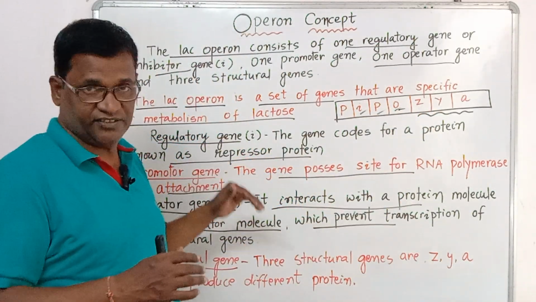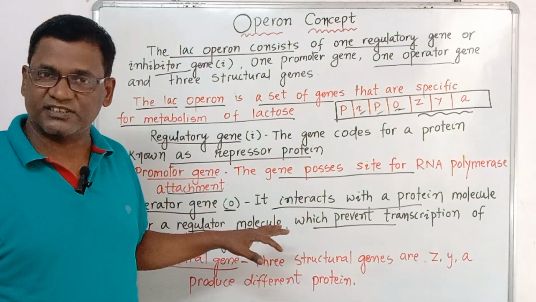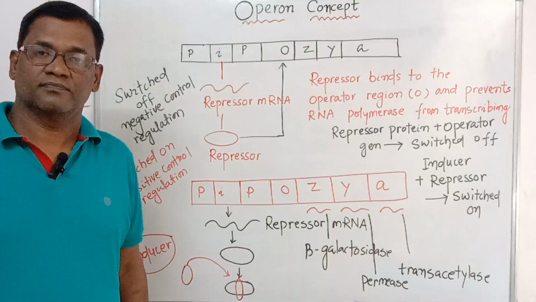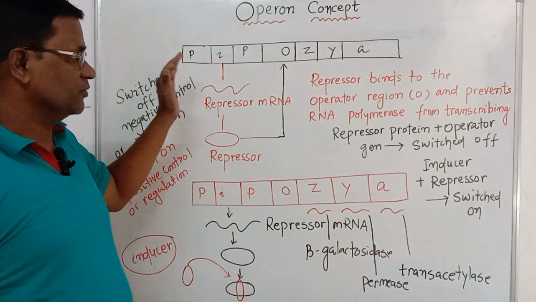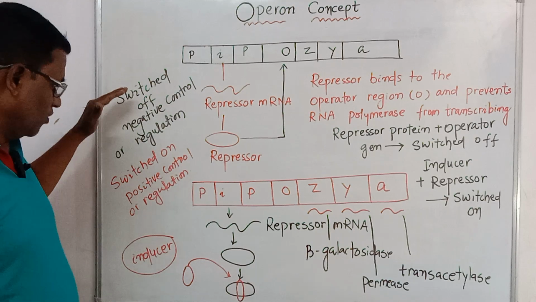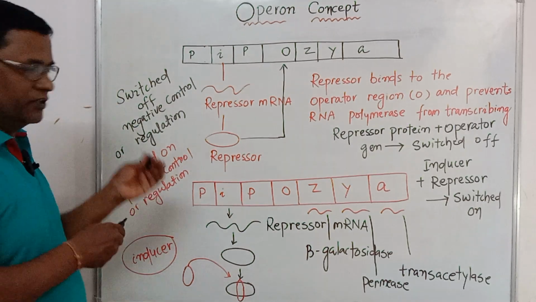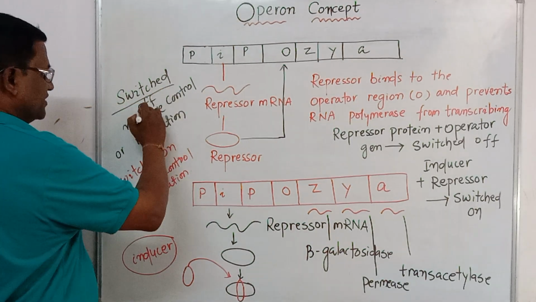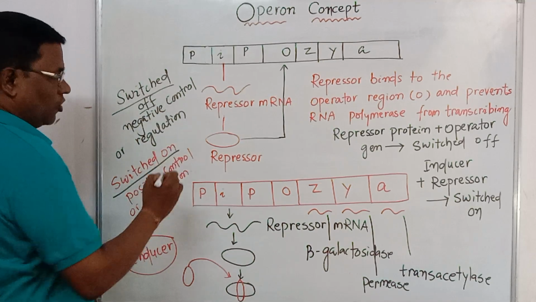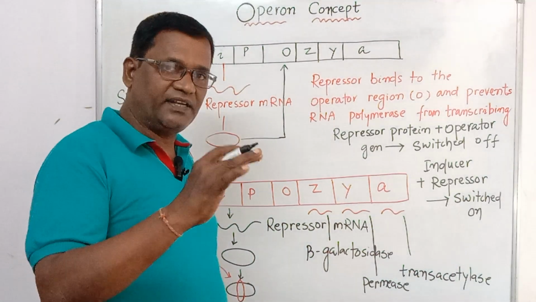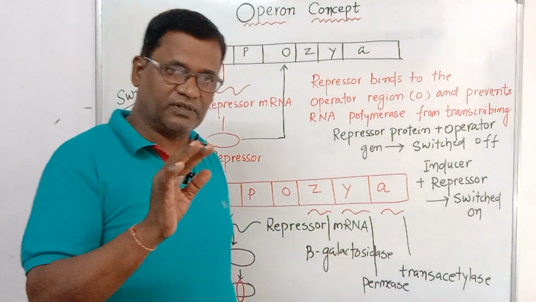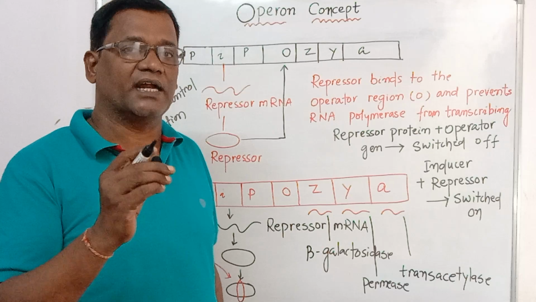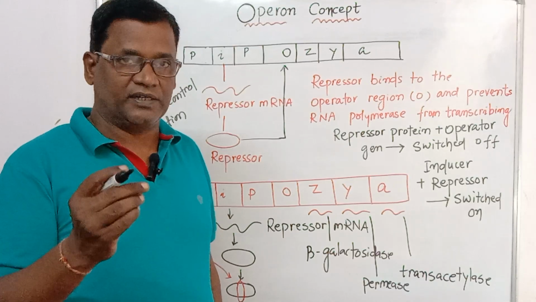Now we will see the details of the lac operon. Are you clear on this concept? Okay. Now we try to understand which is switched off and which is switched on. Here, what is written? Switched off. Switched on. What does it mean? First, what is switched off? In simple meaning, it is when the enzymes are not produced to break down the lactose.